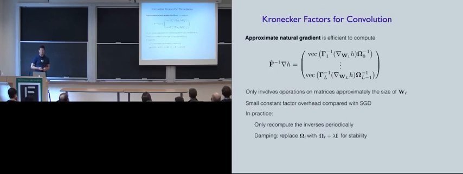And so the approximate natural gradient is cheap to compute, just like in the fully connected case. It only involves operations on matrices which are comparable in size to the weight matrices. And importantly, there's a very small constant factor overhead compared with stochastic gradient descent in terms of the amount of time to compute each update. It might be 1.5 times more expensive or twice as expensive, but it's not going to be 30 times more expensive. Okay, so that's basically how we get a tractable update rule that approximates a second order update.